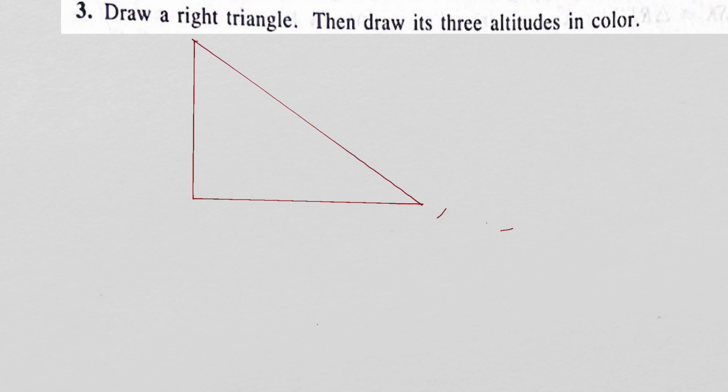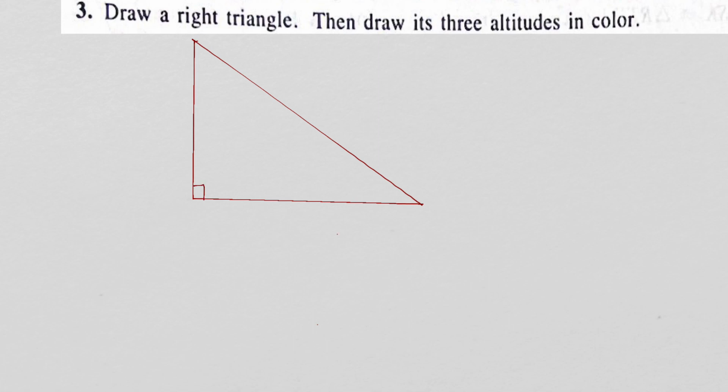Here we're going to draw a right triangle. So something like this. Go straight down here, we'll go straight across here, and then we'll connect these two sides like this. Okay, so that's a right triangle. Let me erase a lot of these stray marks. Okay, and obviously this is our right angle.